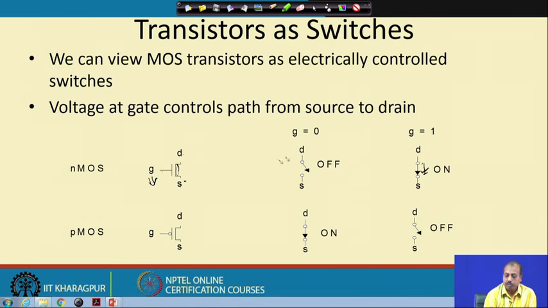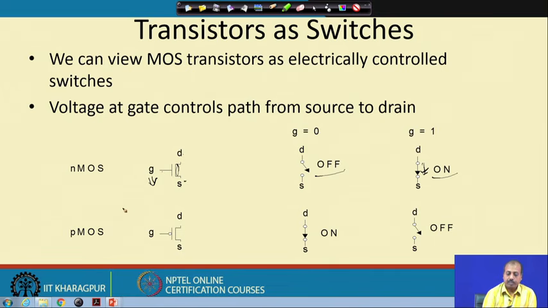So, this G acts as a switch between D and S. When G equal to 0, the switch is off, and when G equal to 1, the switch is on. That is for the nMOS type of transistor.